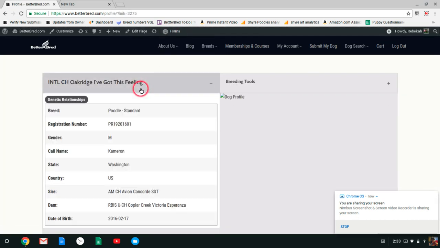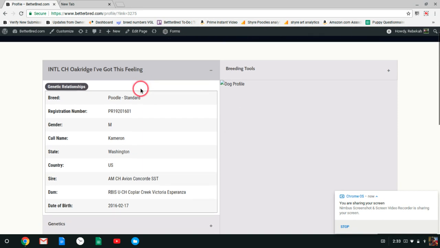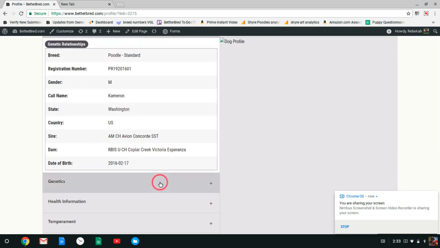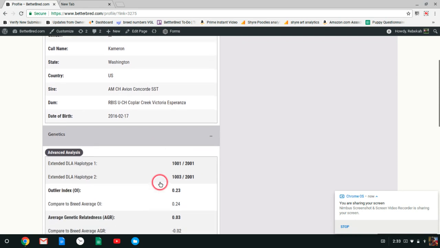Okay, so here's his general information. You can see his sire and dam, his birth date, and this is Cam. He's very handsome and I believe close to his AKC championship right now.